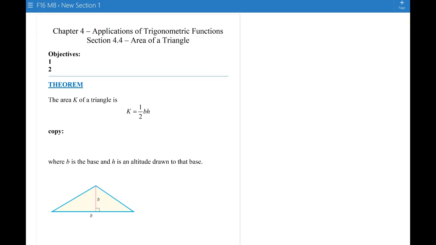So this is the last section in chapter 4, which is applications of trigonometric functions, so you can see how useful they are. And this section is called area of a triangle. This is the last section that will be on the next exam.